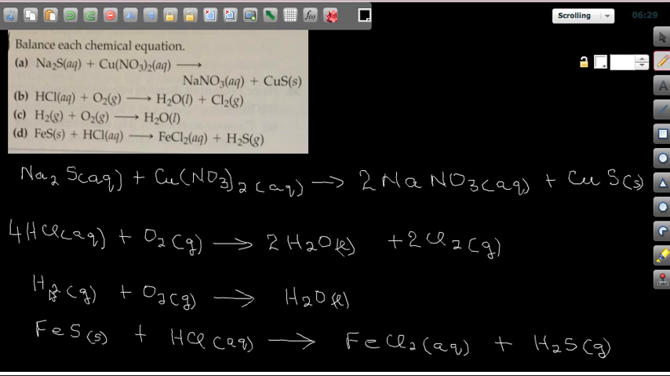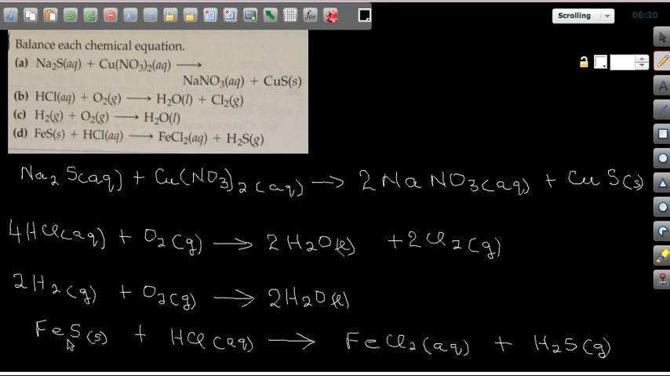Hydrogen plus oxygen gives you water. I have 2 hydrogens. There's 2 oxygen here and only 1 here. So again, I'll have to put 2 here so that the oxygen is balanced. And then the hydrogen has to be balanced by putting a 2 here.